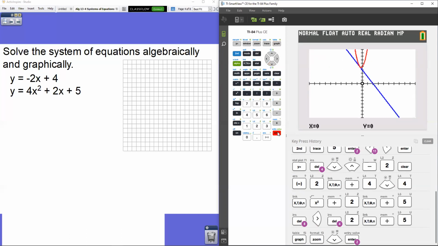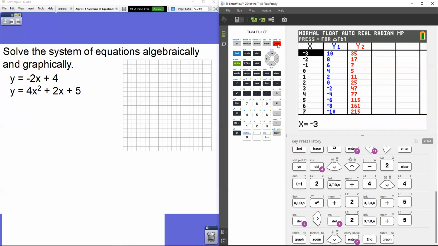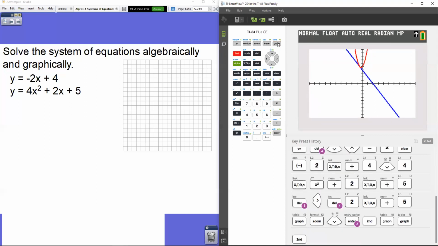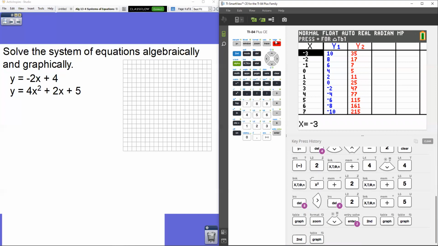Notice that in this one, it looks like it's only touching in one place. Can I find the intersection point of that? Sure. Remember that you can go to second and table to find the points, and you're looking for where the two numbers are the same. Now, notice that you don't see any numbers that are the same. That's because in this one, where they cross, the x value is actually going to be a decimal this time. So that's not going to be very user-friendly, but we can still graph it using the table.